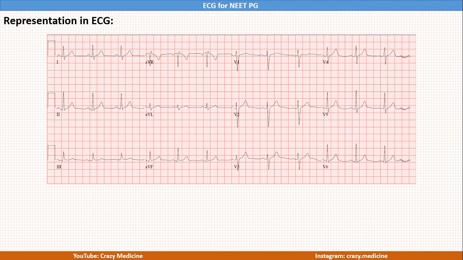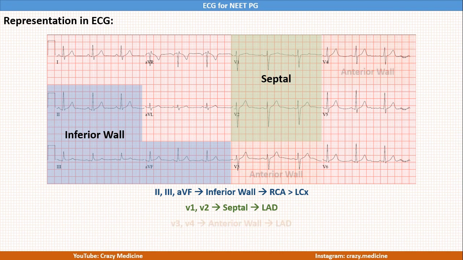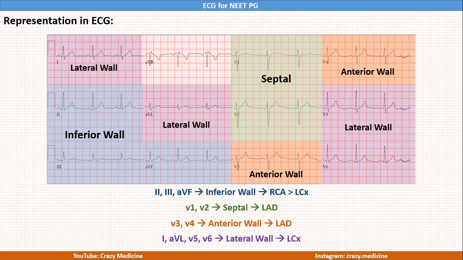Now for diagnosing myocardial infarction, you have to know which lead represents which part of the heart and which vessel supplies that part. Leads 2, 3 and aVF represent the inferior wall and are supplied by the right coronary artery or left circumflex artery. Leads V1 and V2 represent the septum of the heart and are supplied by the left anterior descending artery. Leads V3 and V4 represent the anterior part of the heart and are supplied by the left anterior descending artery. Leads 1, aVL, V5 and V6 represent the lateral wall and are supplied by the left circumflex artery.